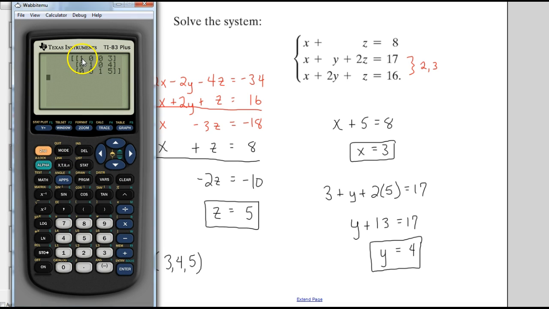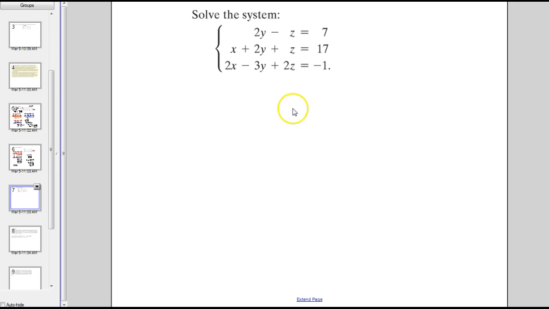Now, same thing as before. You always want to check here on the bottom that you don't have a row of zeros. You can't have 0, 0, 0, and then a 5. So just make sure that bottom row has 0, 0, 1, and then a number in the right-hand column to be your solution. All right, third example.